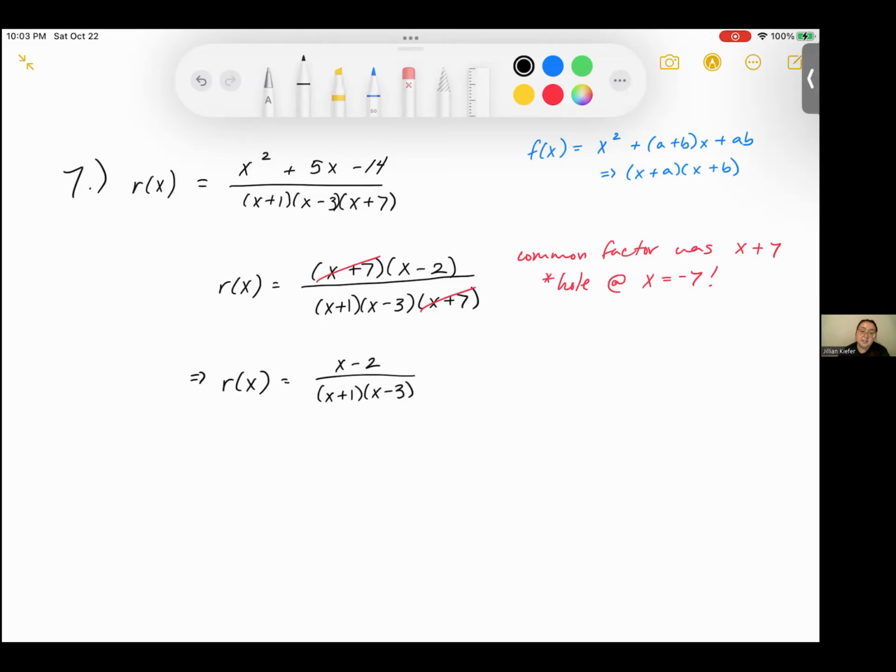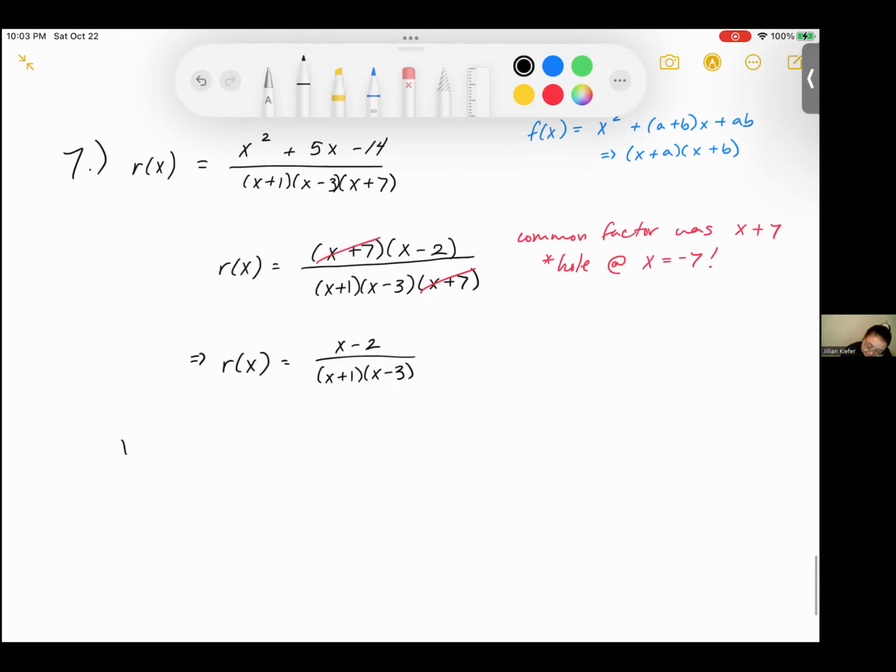We're being asked to find the x-intercept. So we want to find the x-intercept. The x-intercept is found by setting the numerator equal to 0 and solving for x. So in our case, our numerator is x minus 2. So we would have x minus 2 set equal to 0. We're going to solve for x. We're going to add 2 to both sides. We're going to get x equals 2. There we go. x equals 2.